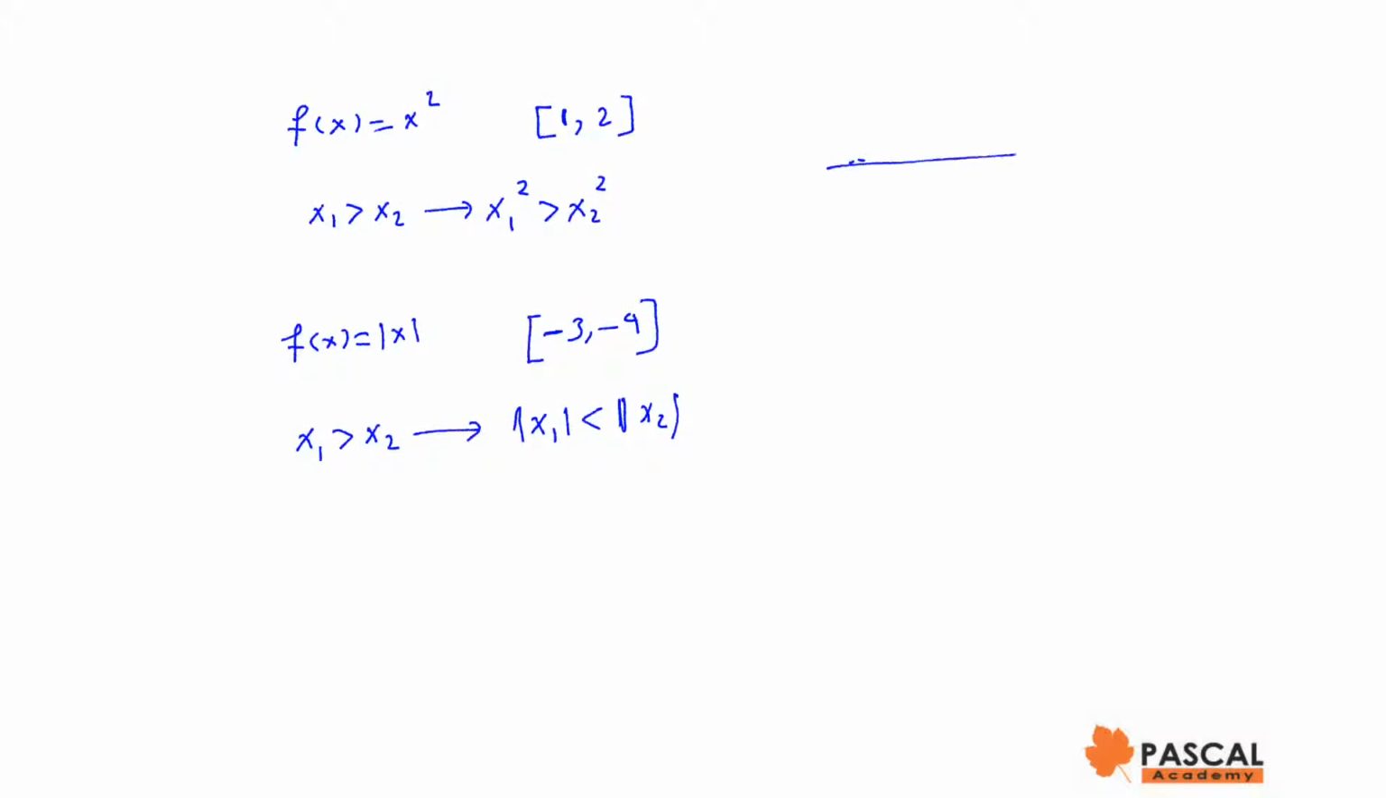If we look at the graph of these two functions, the graph of f of x equals x squared, when x is between 1 and 2, the function is increasing. And if we look at the graph of absolute value of x, when x is between -3 and -4, then f of x is moving downward, the function is decreasing.